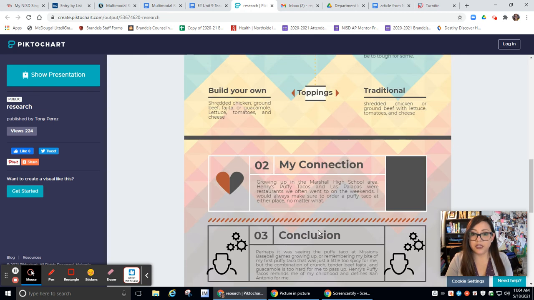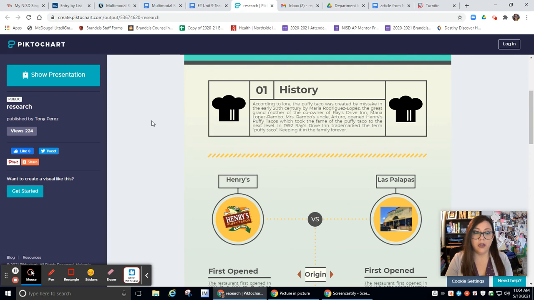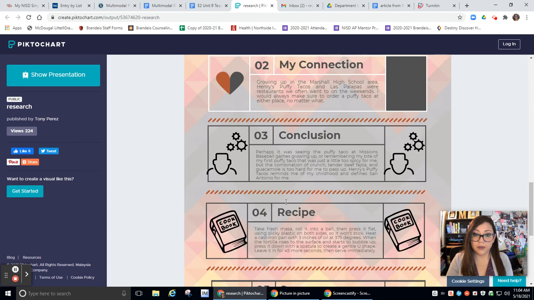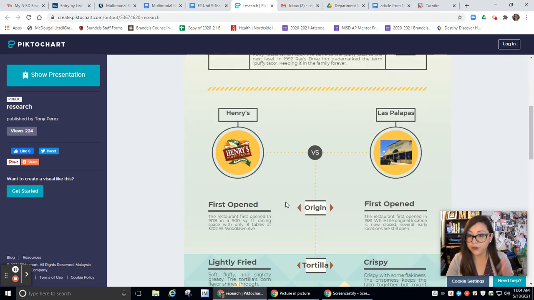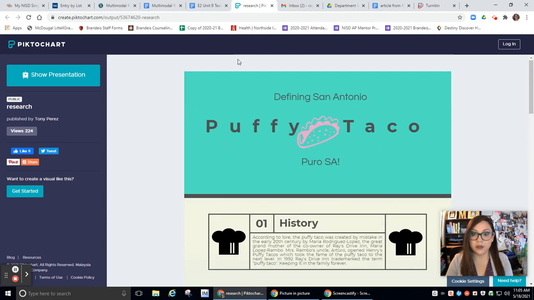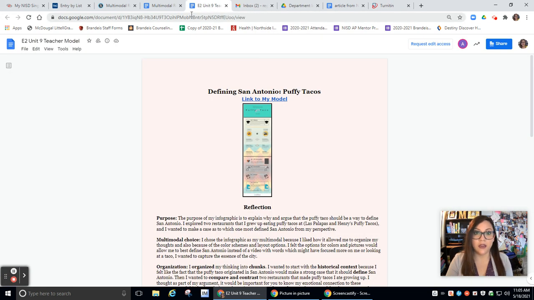So all of his images pretty much came from the Piktochart bank, but he did upload the Las Palapas image and then the Henry's Puffy Taco icons from the stock photos in Google. So this is a really good example. His went food, but he also discussed places in here and the different characteristics of the different restaurants. So that's a way to do it if you want to talk a little bit more about the food in that place.